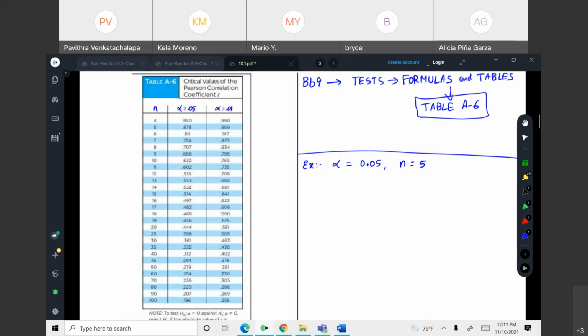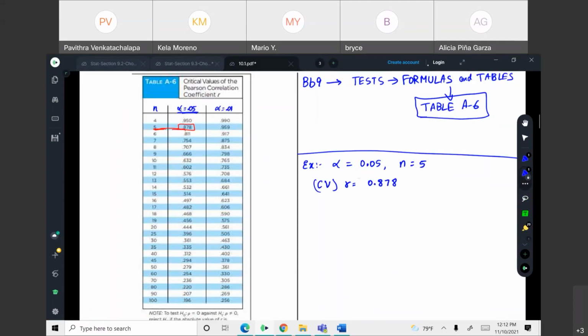Now I know that alpha is 0.05, so I will choose this table, and n is 5, so 1, 2, the second row, n is equal to 5, and alpha is 0.05, so my answer is critical value R will be equal to 0.878. Okay, now one important thing here is the sign of the value.